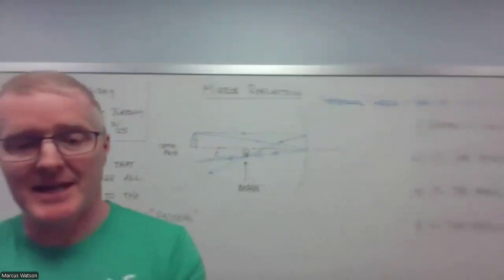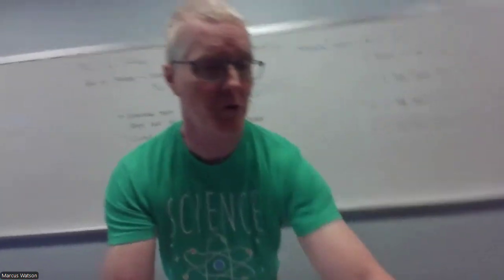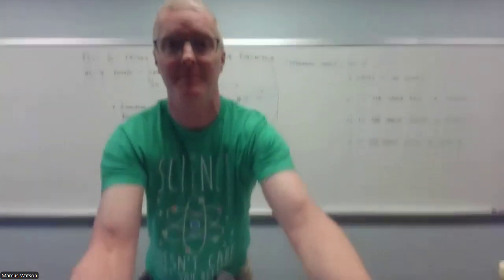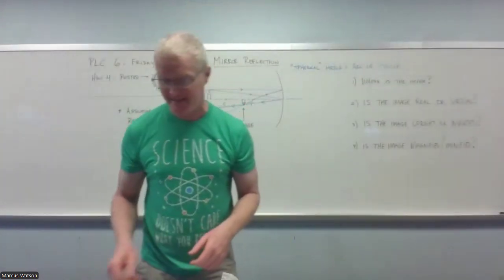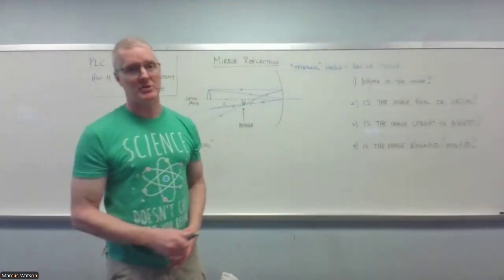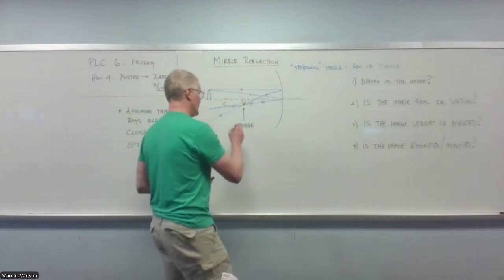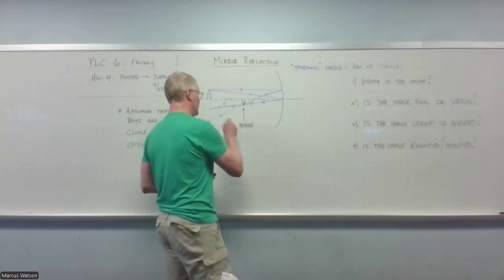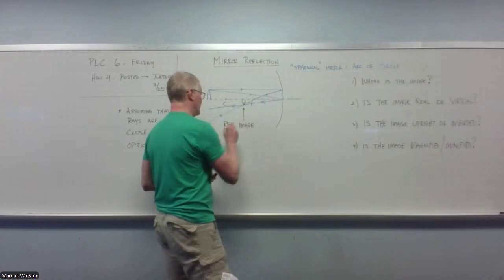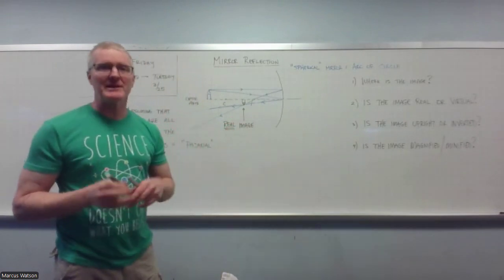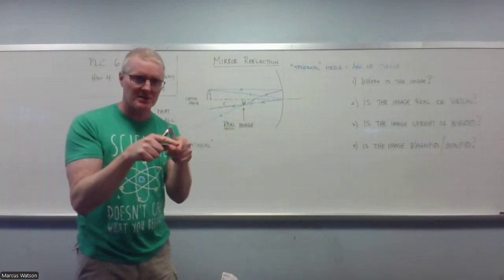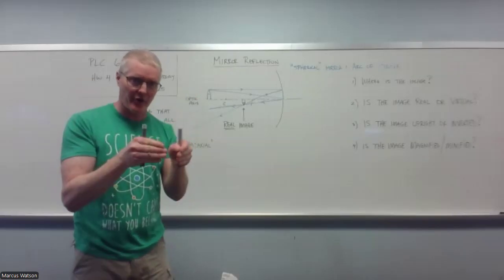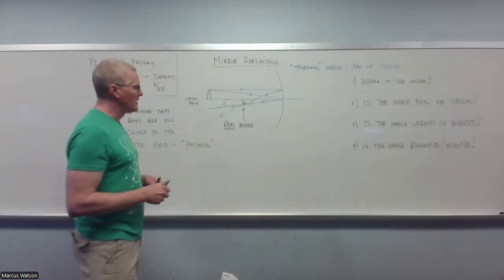Therefore, this is an image that has been made by actual crossing of light. This is an image formed by light. This is a real image. Light has actually crossed to make the image there. Okay?